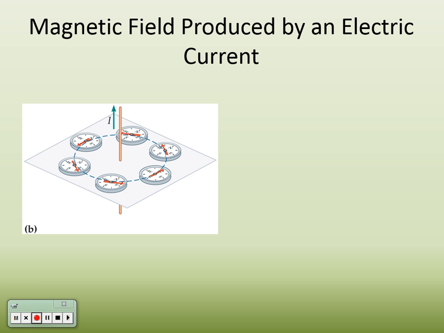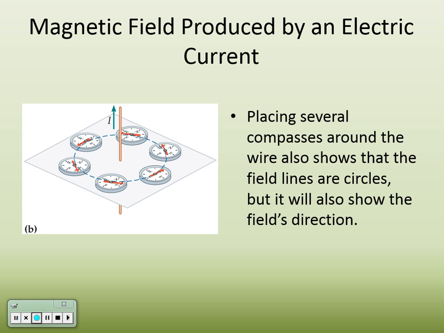Okay? And we can show that by placing a bunch of compasses around this wire, and those compasses are affected by the magnetic field produced by the current. Normally, all the compasses point exactly the same way. They point north.